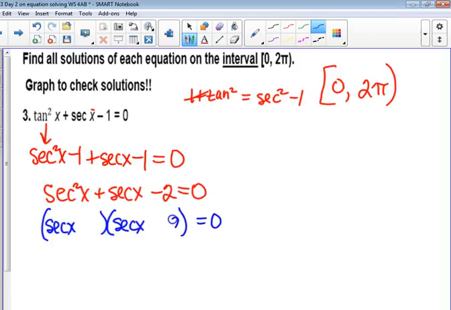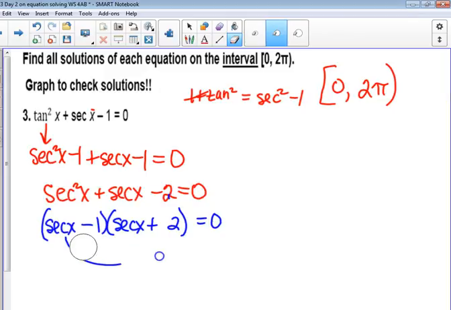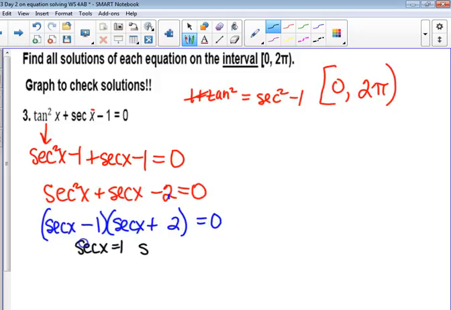Okay, 2 and a 1. And I need to have a positive 1 for my middle term. So plus 2 and minus 1. Does that work? All right. What does that mean? The secant of x is 1, or the secant of x is negative 2.